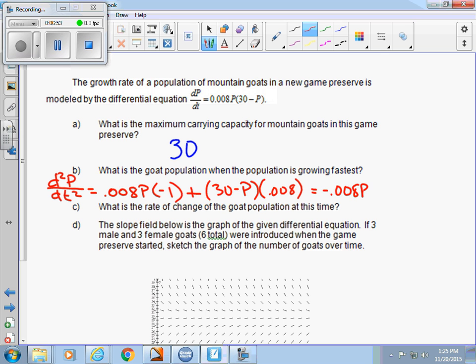What is 30 times 0.008? 0.24. Minus 0.016 p. Right? So we do get a constant. So negative 0.016, is that right? Okay. What will I do to find the maximum? So that equals 0.